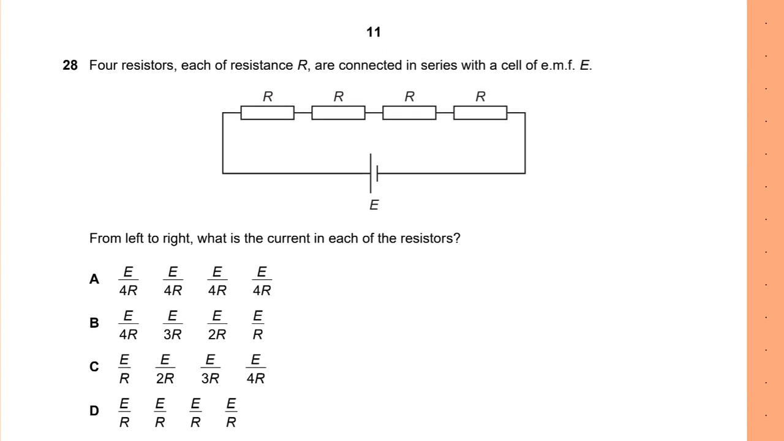4 resistors, each of resistance R, are connected in series with a cell of EMF E. From left to right, what is the current in each of the resistors? Because they're all connected in series, the current in all of them would be the same, so it can't be this, can't be this. Total resistance would be 4R, so the current would be E over 4R. I've just used V equals IR, so I equals V over R. So it's going to be option A.